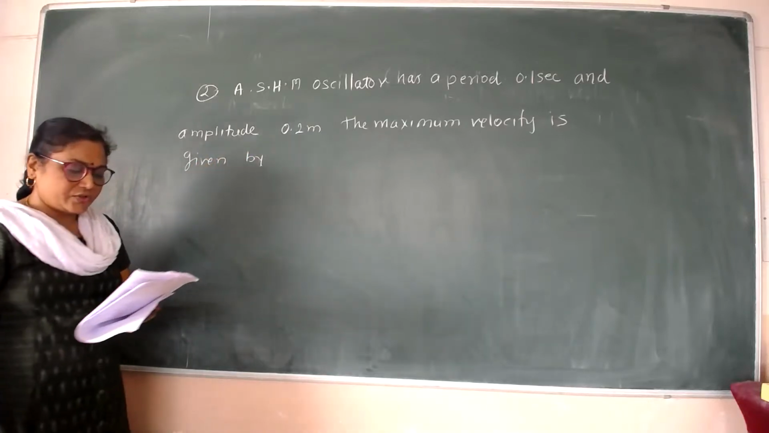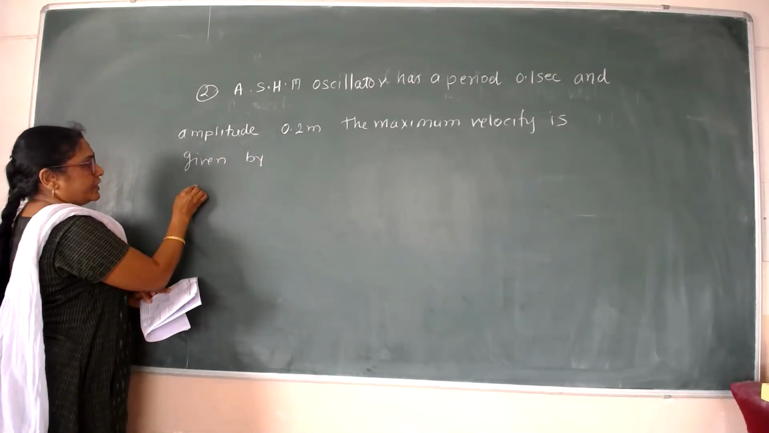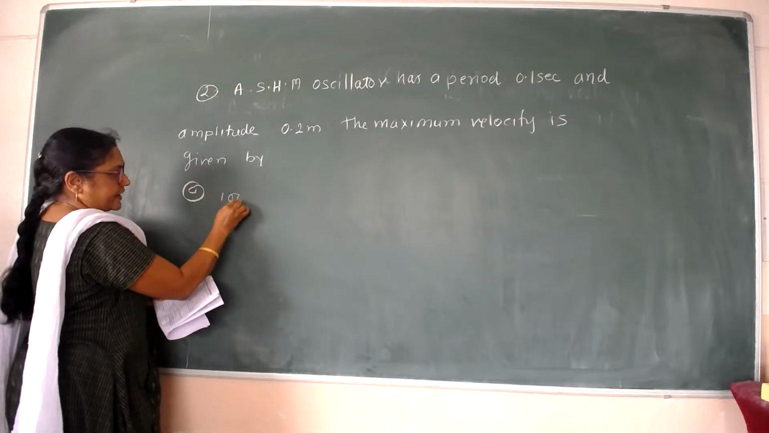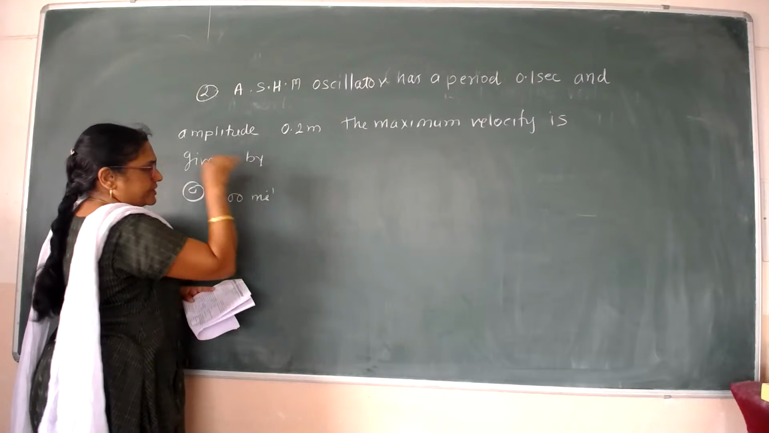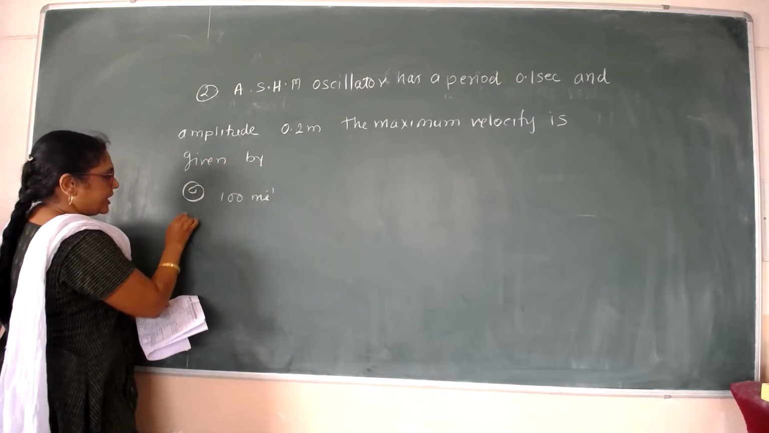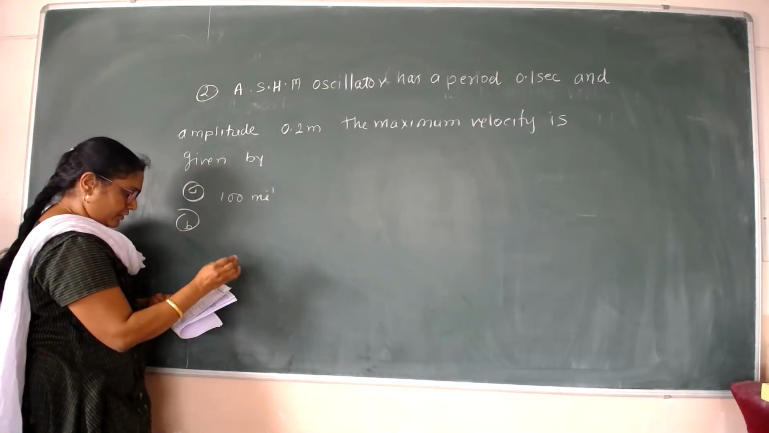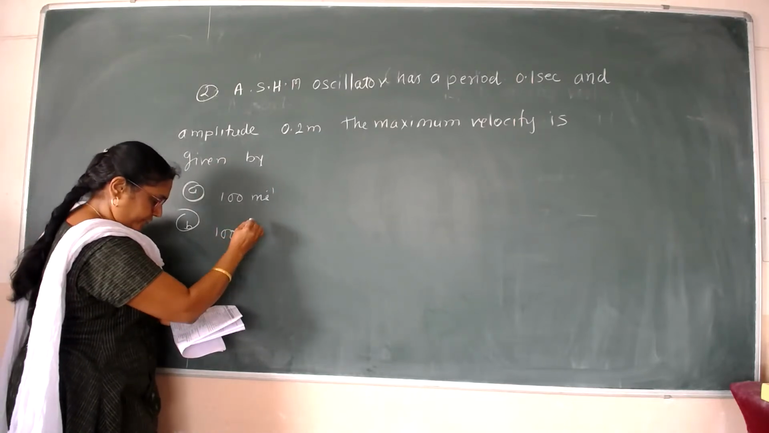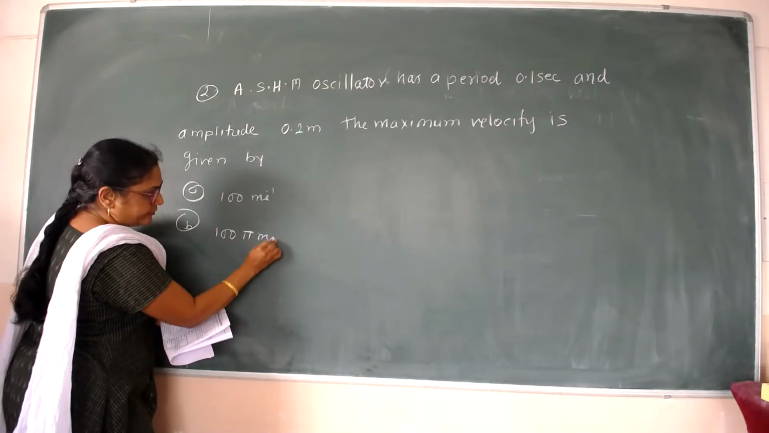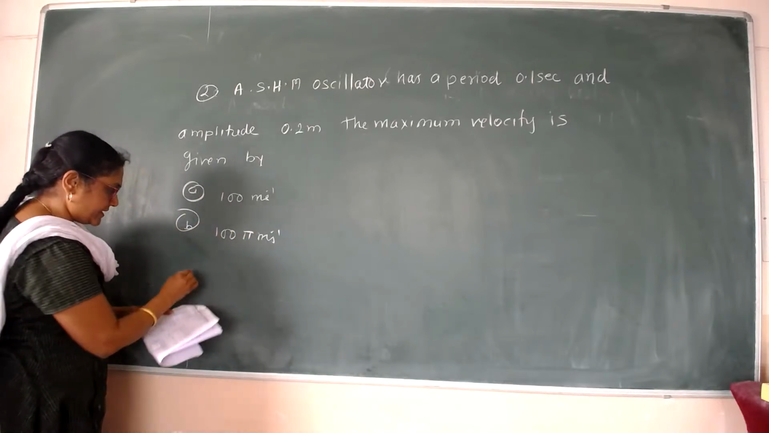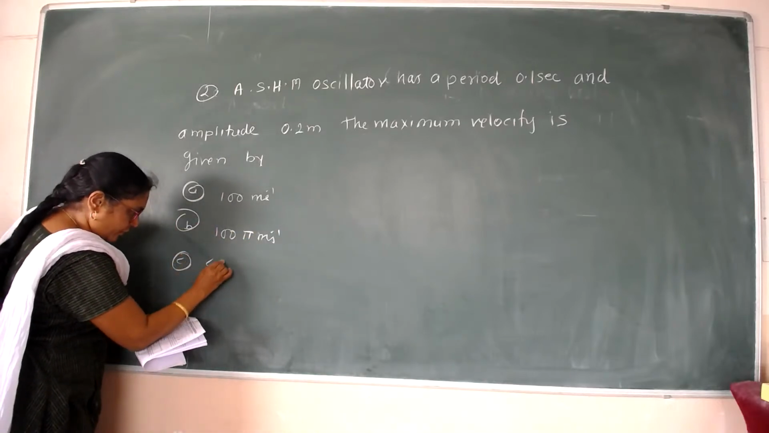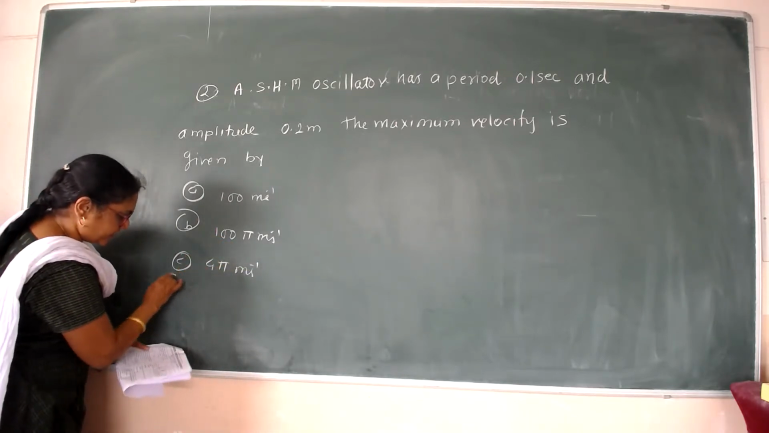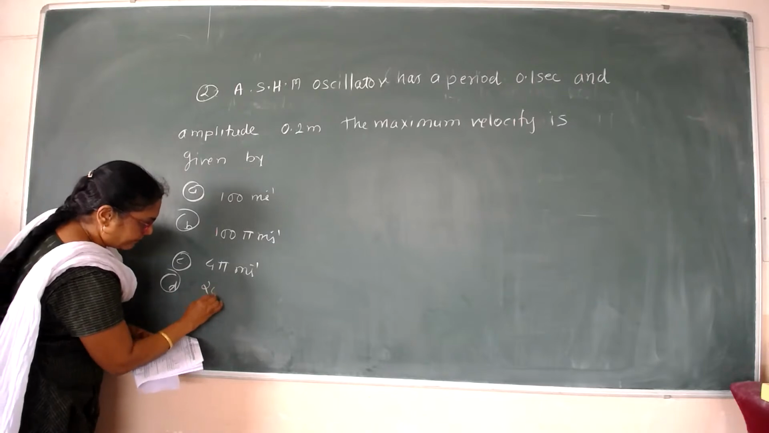So here the options are given. Option A: 100 meter per second. Option B: 100 pi meter per second. Option C: 4 pi meter per second. And option D: 20 pi meter per second.